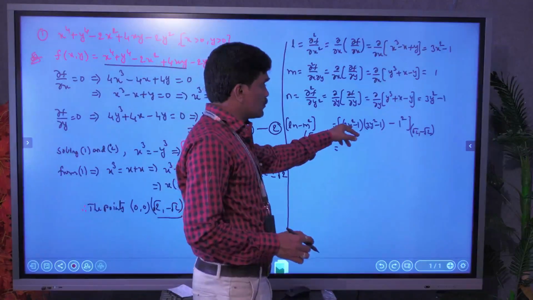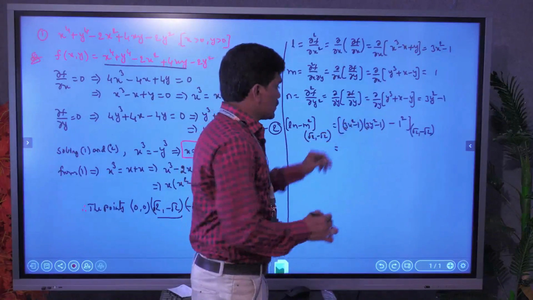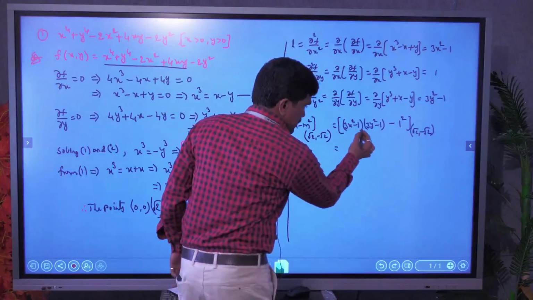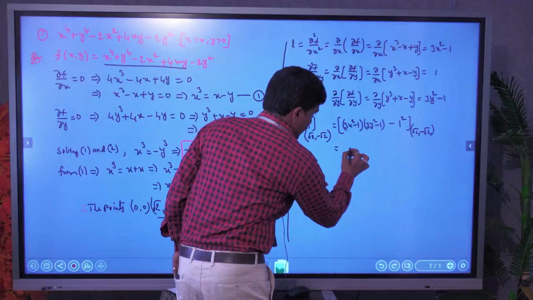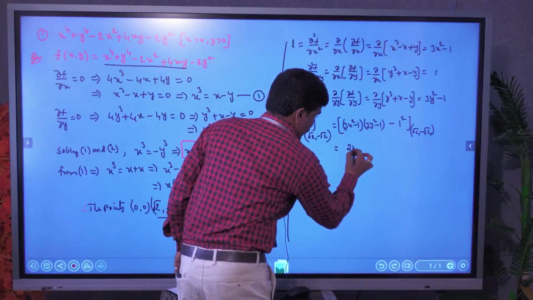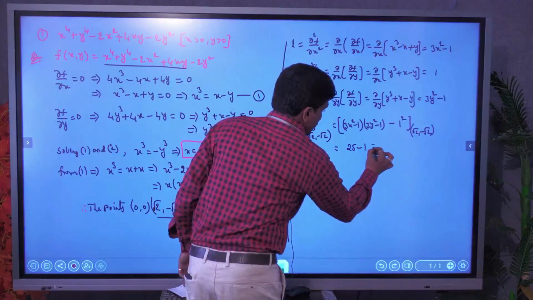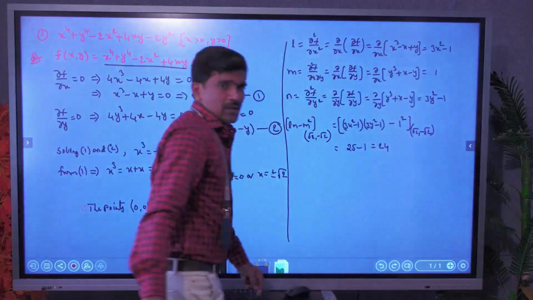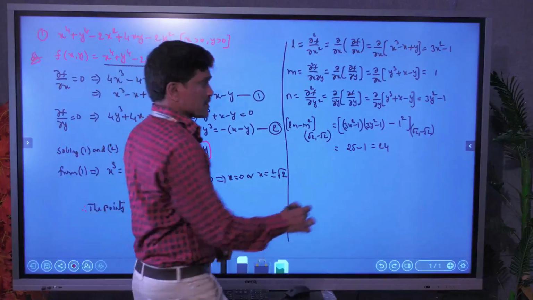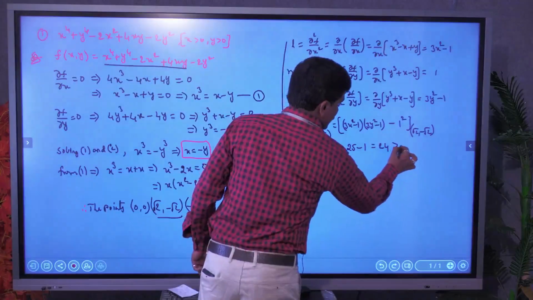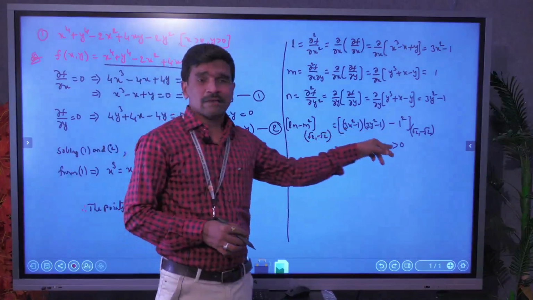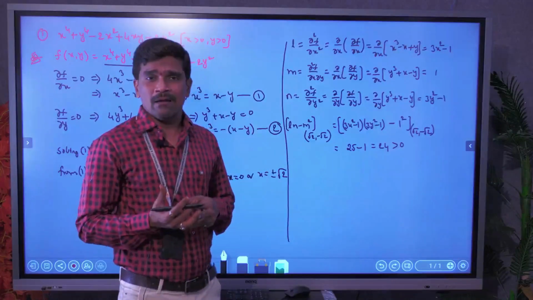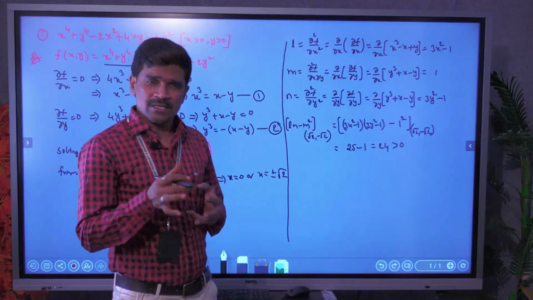Now here root 2 square is 2. So here 3 into 2 is 6, 6 minus 1 is 5, here also 5, right? 25 minus 1, so that is equal to 24. What is the value? Ln minus m square is greater than 0. Then when we get ln minus m square greater than 0, we have to check L value at the same point.